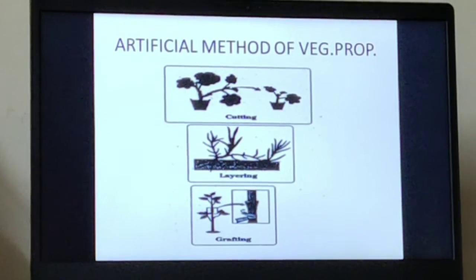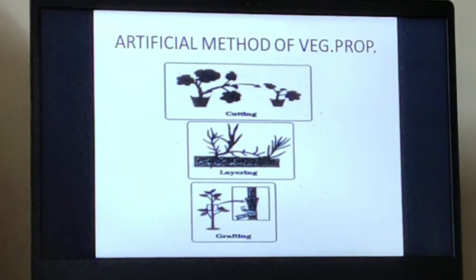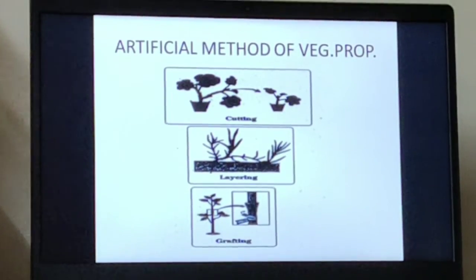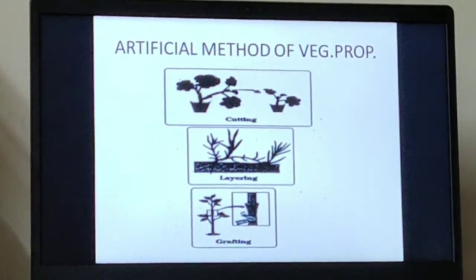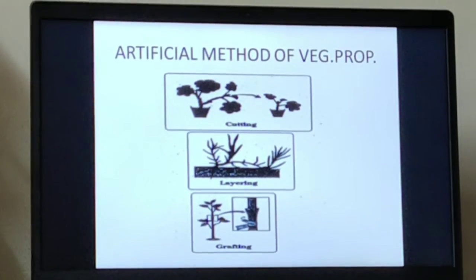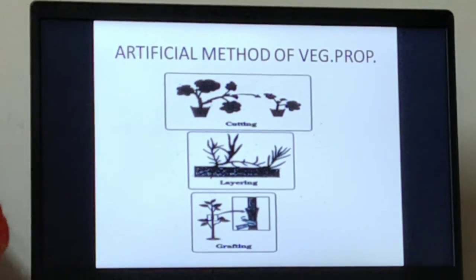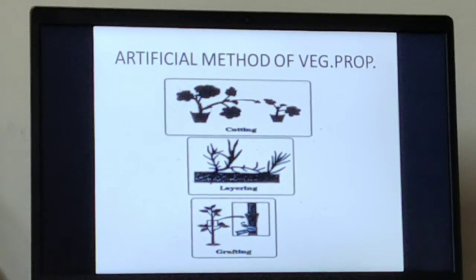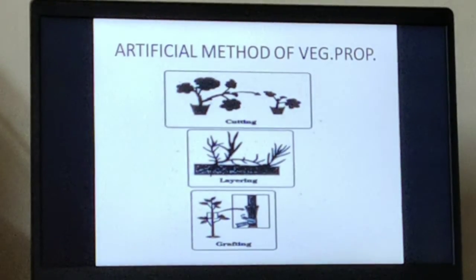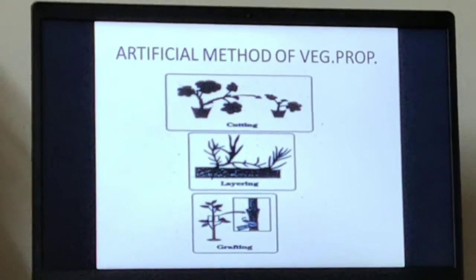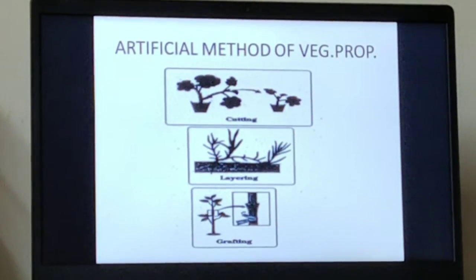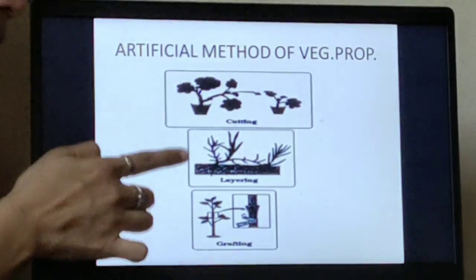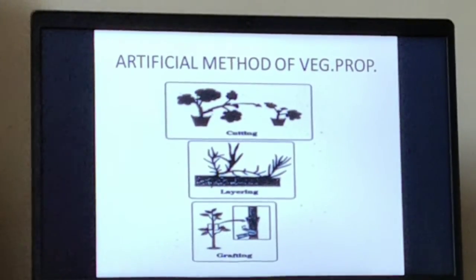The same layering we can also do in the air. Air means what? In a big tree, we have to take one branch. We take one bottle, make holes in that bottle and fill it with soil. Now we bend the branch into the soil in the bottle and then tie it. After some time it gets the nutrients, so it will show new leaves and new growth. So that layering is known as air layering. Two types of layering are there: ground layering and air layering.